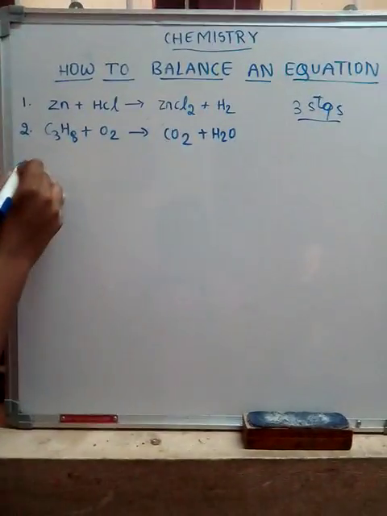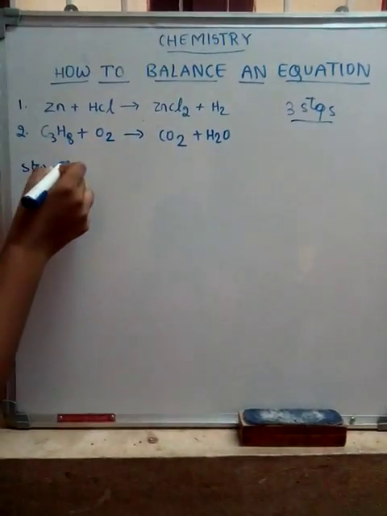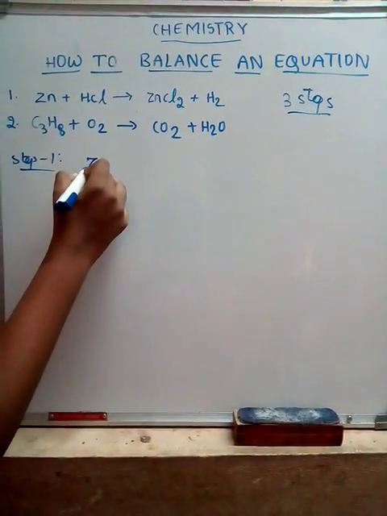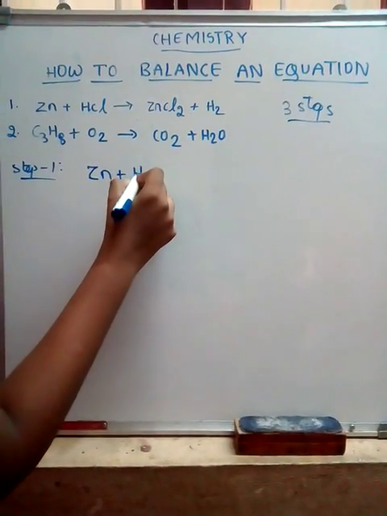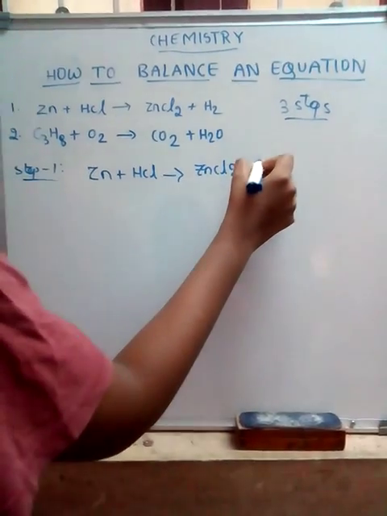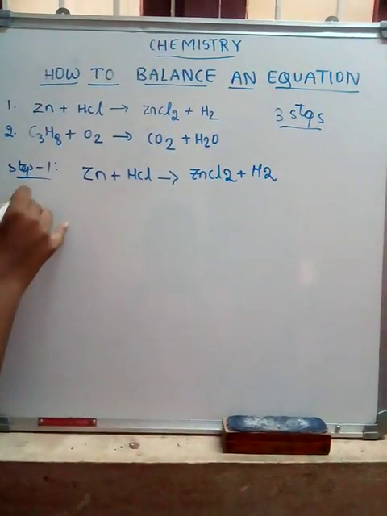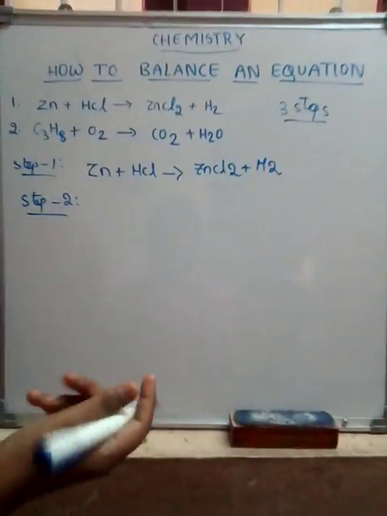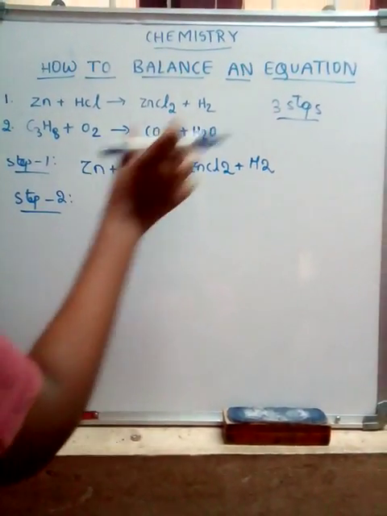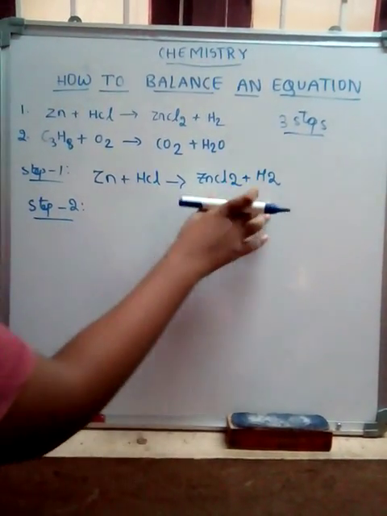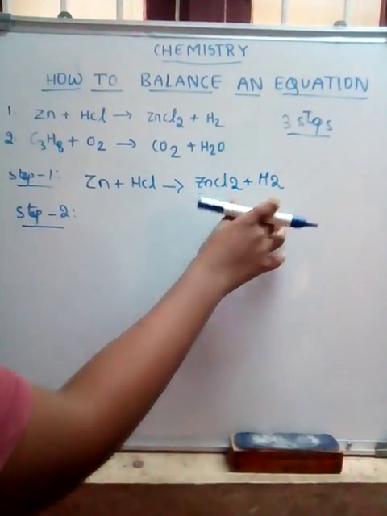The first step, step 1, is to write the given unbalanced equation. That is Zn plus HCl gives ZnCl2 plus H2. Now the next step is to write the elements on the LHS and RHS. The left-hand side holds the reactants, and the right-hand side holds the products.